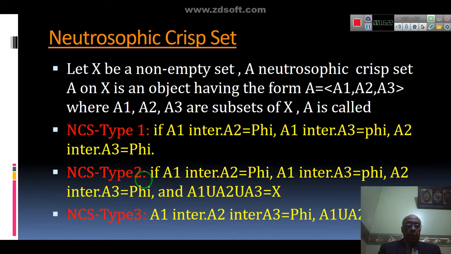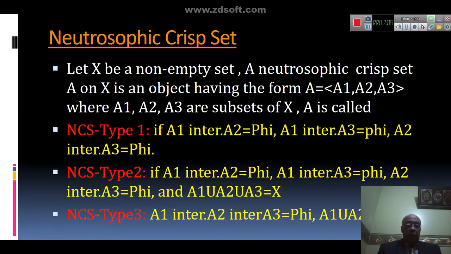type 1, type 2, type 3. What is the difference between type 2 and type 1? Type 1 has the same definition, with the following additional condition: A1 union A2 union A3 equals the universal set X. Neutrosophic crisp set of type 3: A1 intersection A2 intersection A3 equals phi, and A1 union A2 union A3 equals the universal set X.